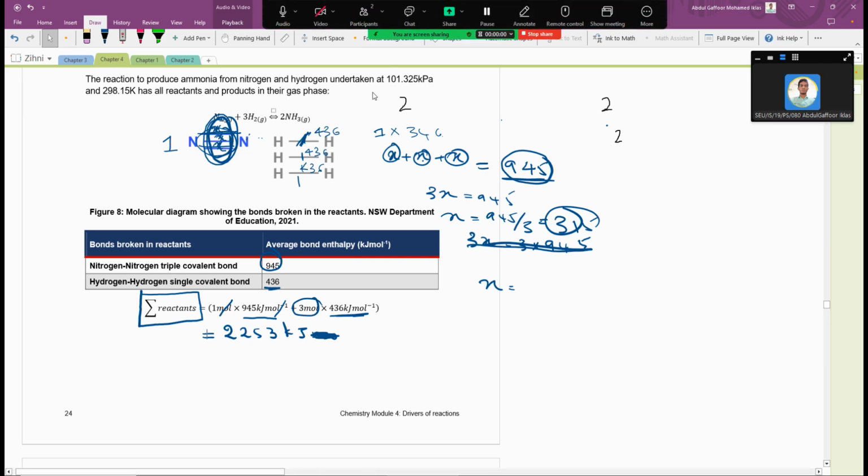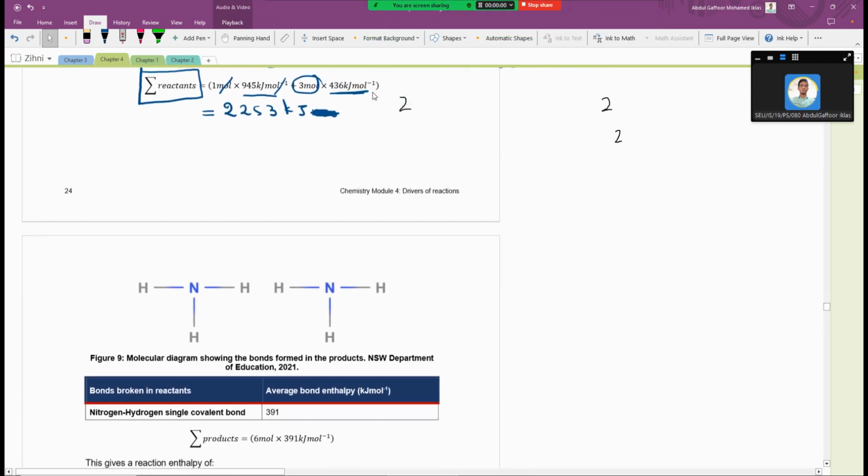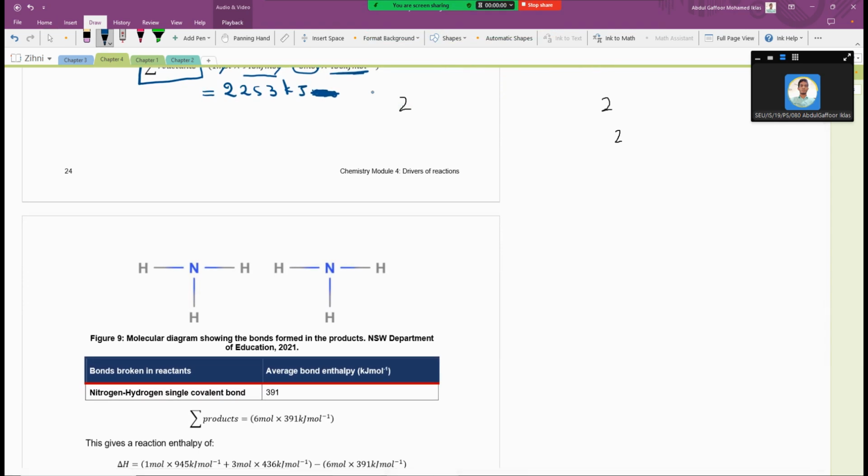Again you see here, after breaking the bonds in the reactants, we have to join these 3 hydrogens with each nitrogen, right? So now the nitrogen-hydrogen single covalent bond. In order to break it we have to give 391. So you might ask why we have to subtract, right? If we want to break it we have to give this amount of energy, but if we want to form it, then this amount of energy will be released, right?